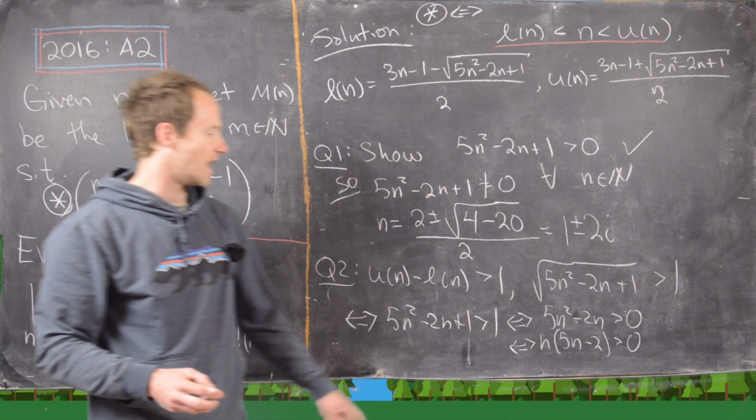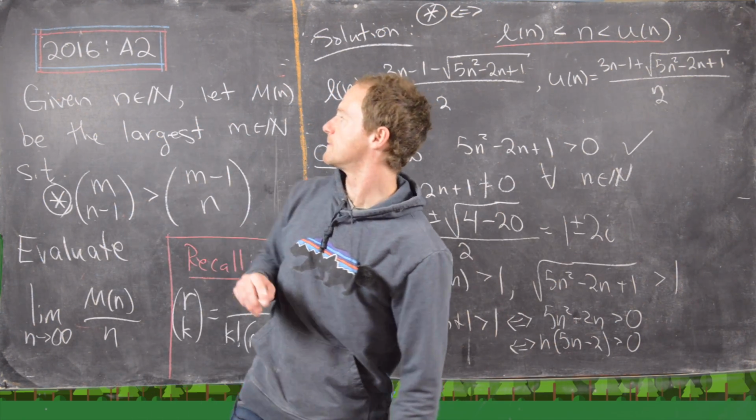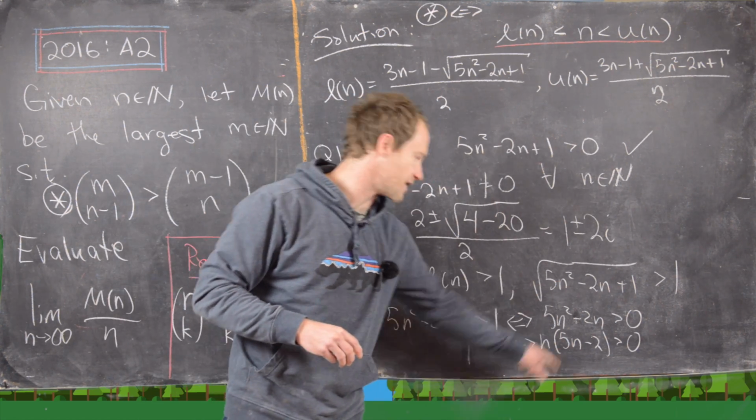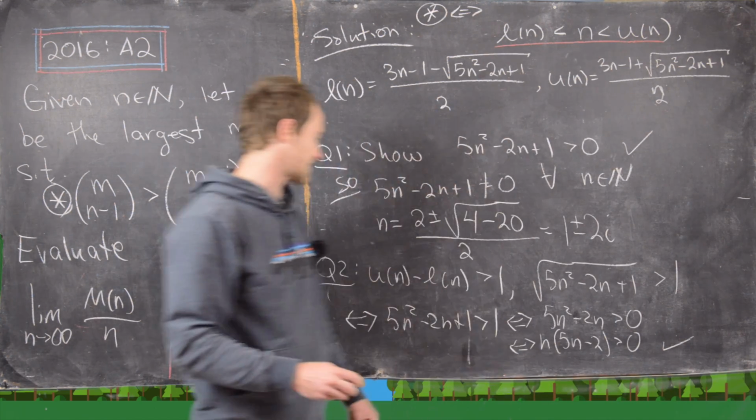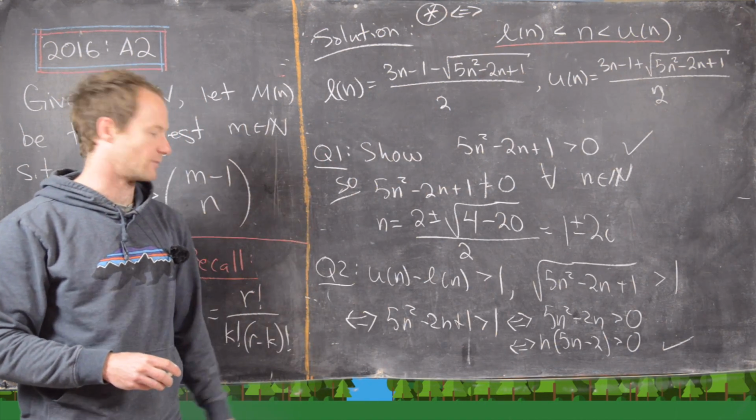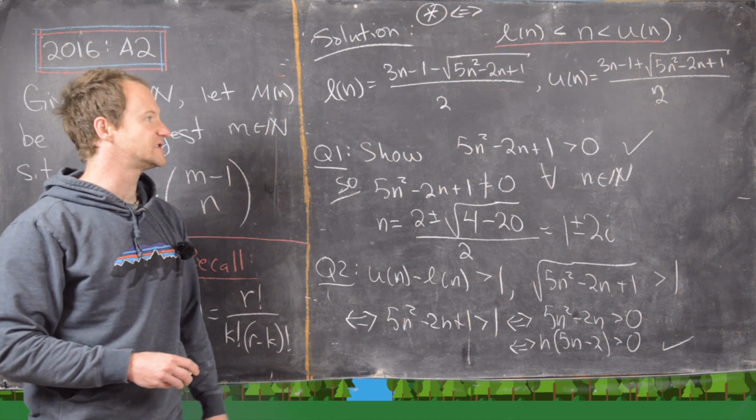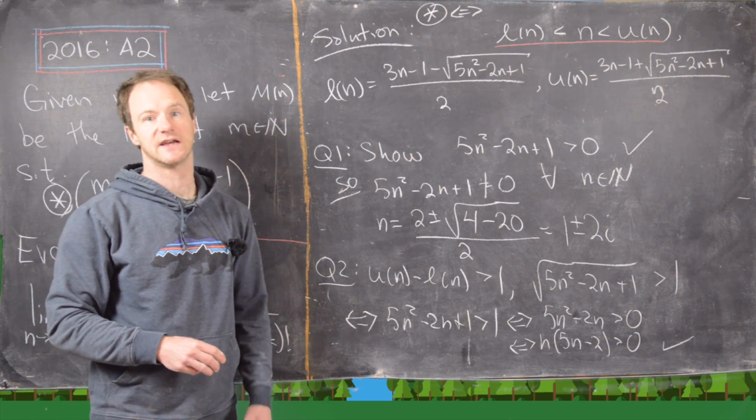Okay, good. Now notice, since n is a natural number, we know that this part is always positive and this part is also always positive. So that means this checks out. There is always a natural number between U of n and L of n. So we've checked these two things carefully. Now we are ready to move on to the next step.